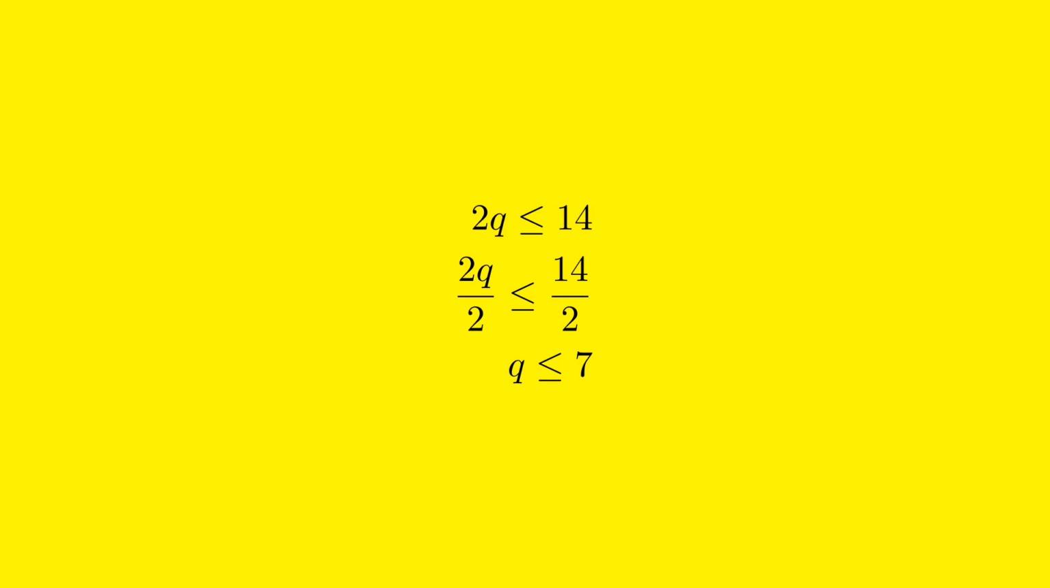In summary, the inequality 2q is less than or equal to 14 is solved by dividing both sides by 2, leading to the final solution, q is less than or equal to 7. The interval notation for this solution is negative infinity to 7, including 7 itself. This notation means that q can be any value less than or equal to 7. To recap, the final solution is q is less than or equal to 7, and in interval notation, this is negative infinity to 7.